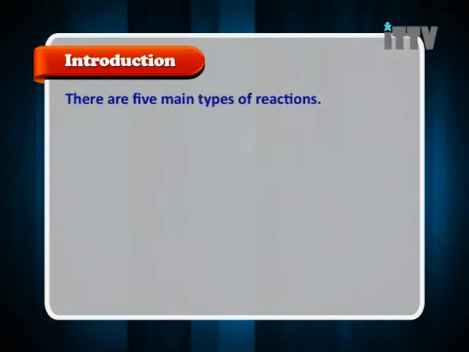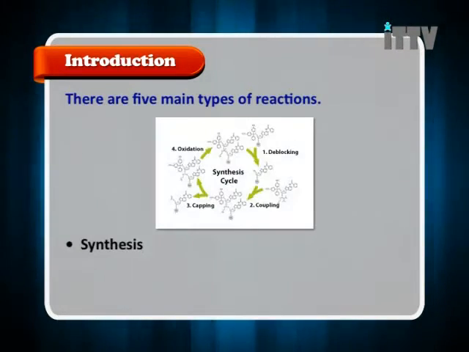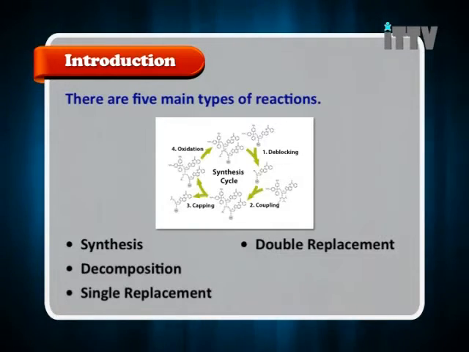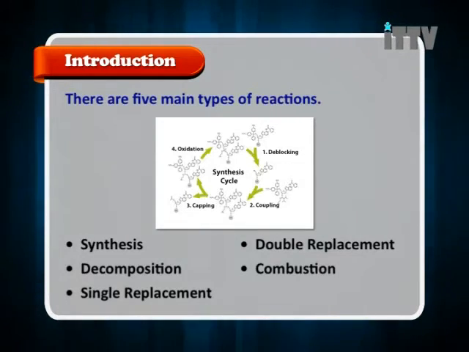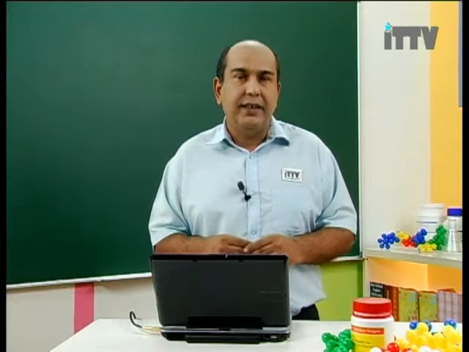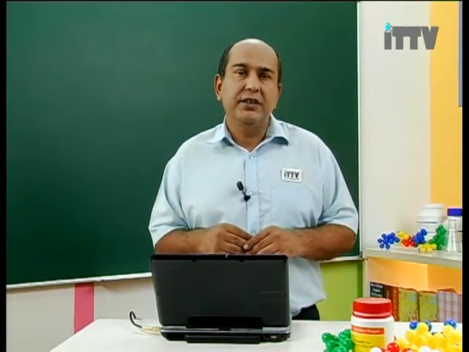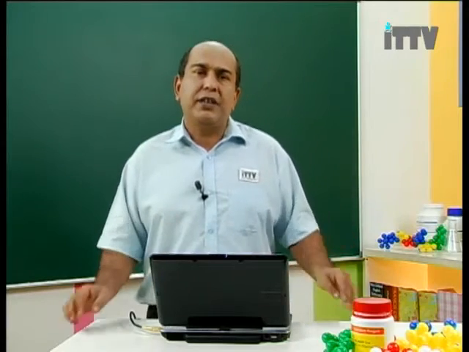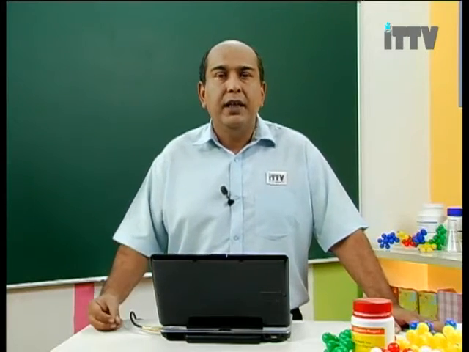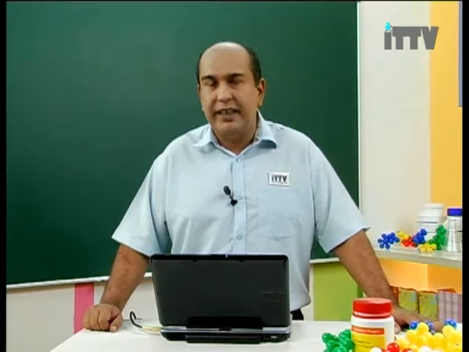There are 5 main types of reactions: synthesis, decomposition, single replacement, double replacement, combustion. These are the 5 main types of reactions we have. So what we're going to do now is look at each one individually and try to give you an idea about how to spot reactions and the type of reactions that you are facing. Now, if you know the type of reaction that is occurring, it is much easier to understand what your products will be or what the point of a question is.